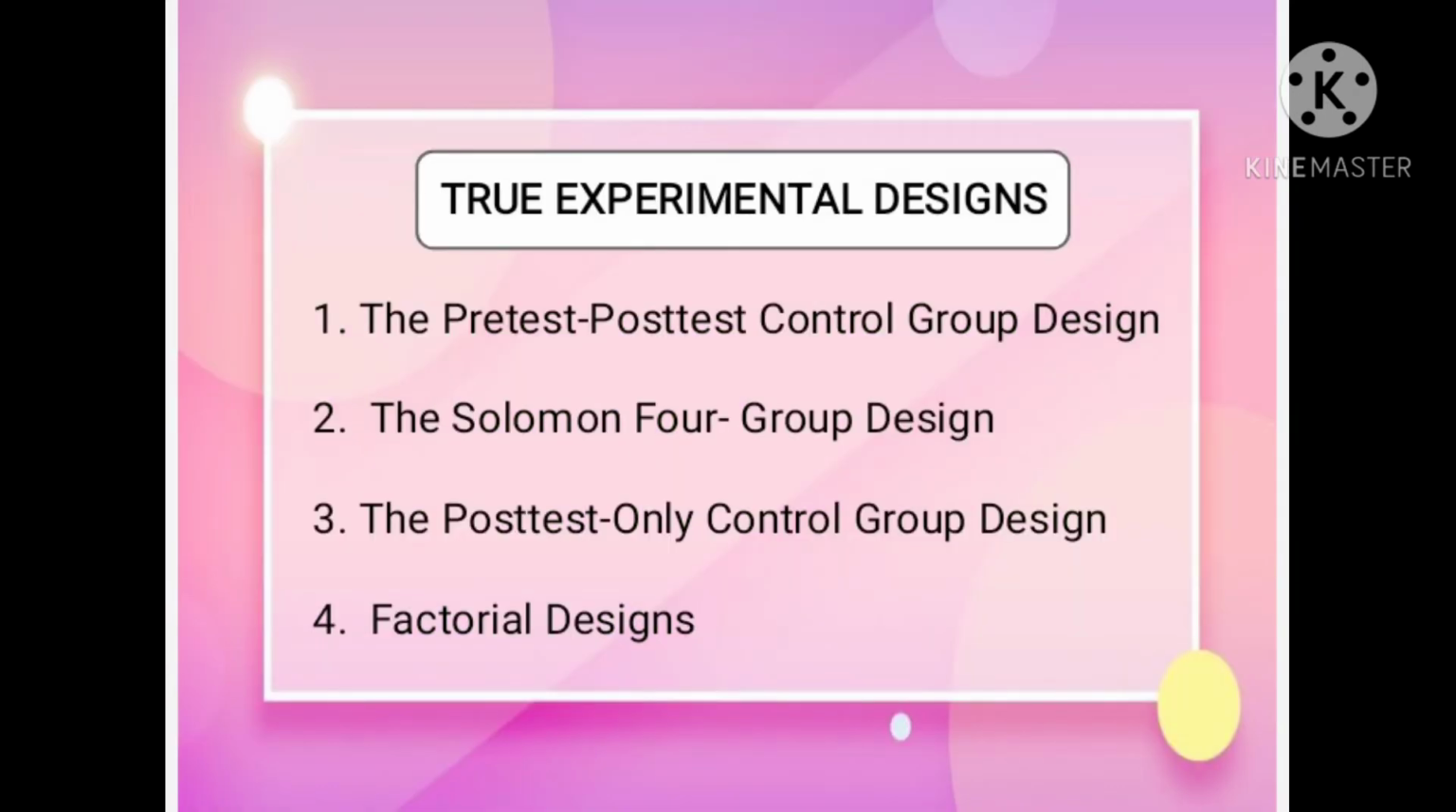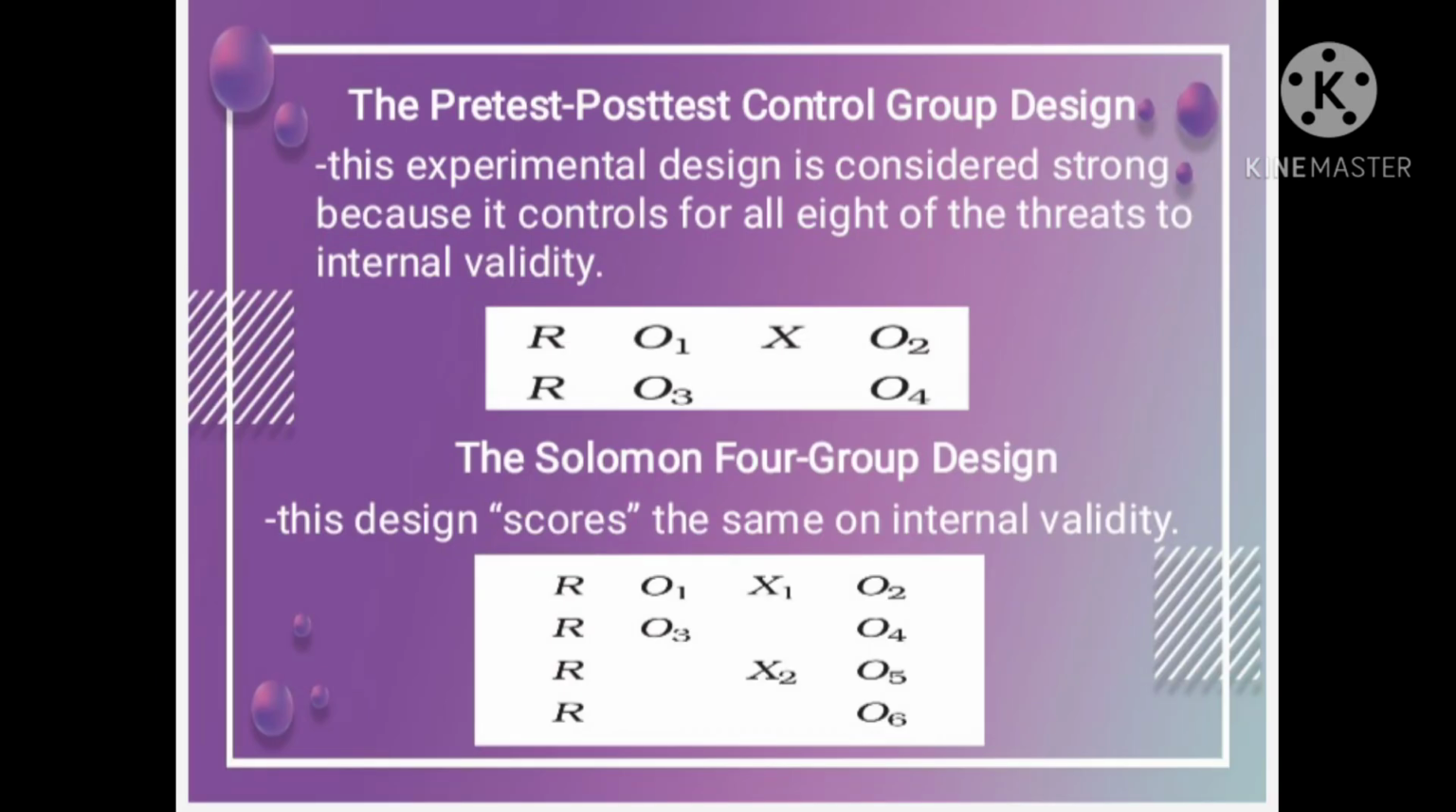Next, we have here the examples of true experimental designs. First, we have the pretest post-test control group design. 2. We have the Solomon 4 group design. 3. We have the post-test only control group design. And lastly, we have the factorial designs. So let's have first the pretest post-test control group design.